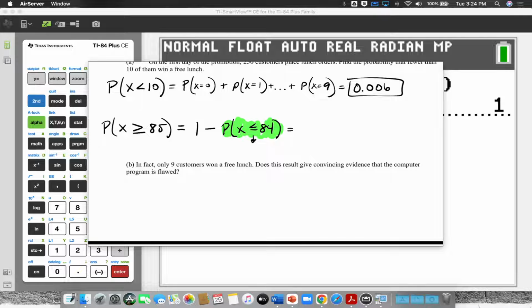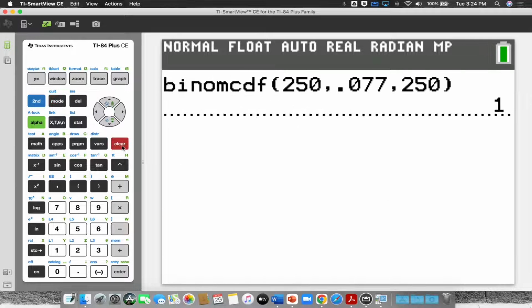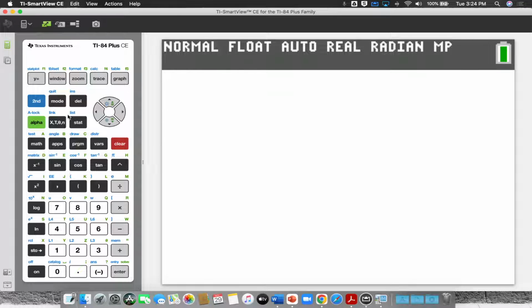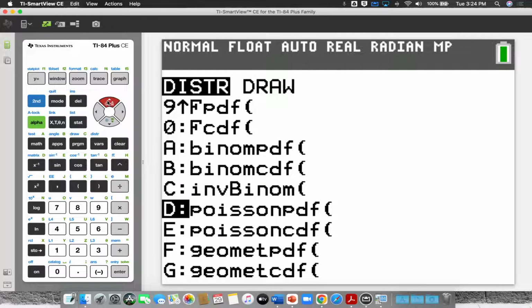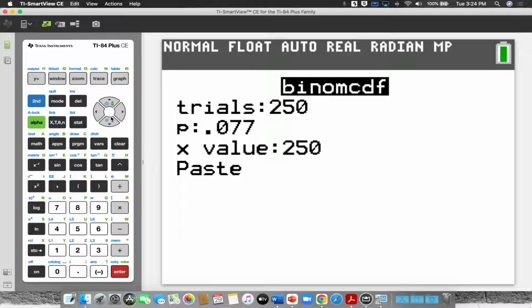Okay, so what do we put in? So I'm going to go back. PDF or CDF? Okay. Fixed trials. How many fixed trials? 250. Okay. Enter. Is probability still the same? Okay. What's my X value?